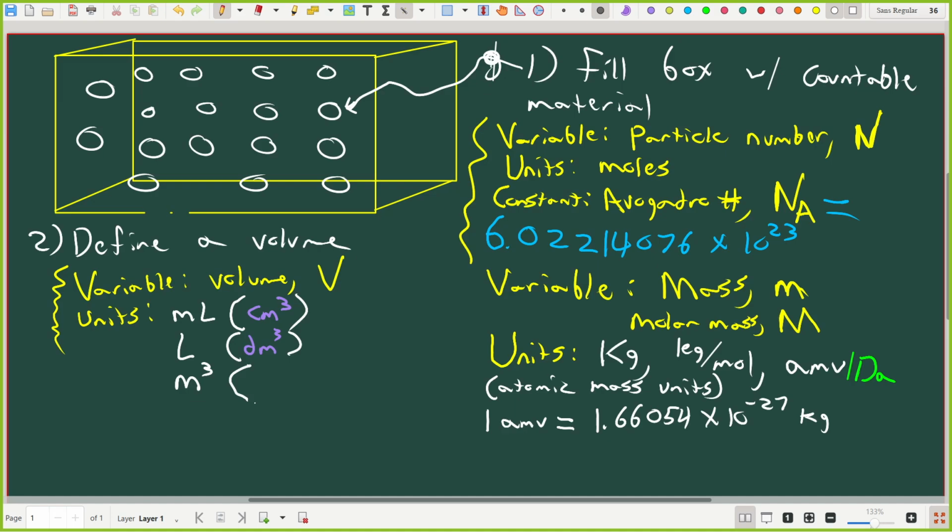It's a tricky one. Does anyone know what the deci means in Latin? 10. So there's 10 decimeters in a meter. So it's another factor of 1,000, right? There are 10 decimeters per meter. It's decimeters cubed, so it's 10 to the 3. All right, so a meter cubed is 1,000 liters.